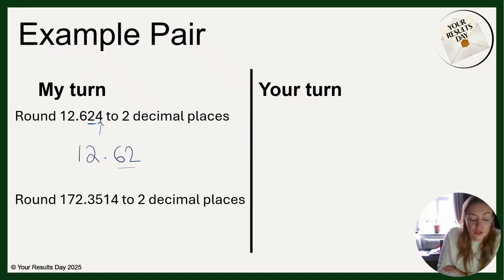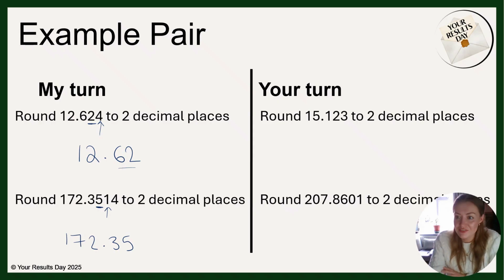Then we've got round 172.3514 to 2 decimal places. So 2 decimal places takes me to the 5. I peek next door, which is a 1, and a 1 is one of the digits that causes the number to stay the same. So the 5 is just going to stay as a 5. So our answer is 172.35. Here are 2 questions for you to have a go at.